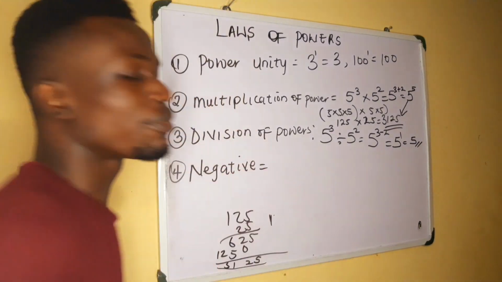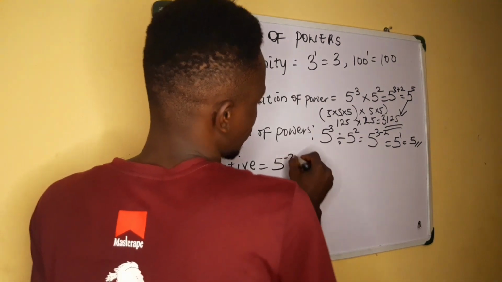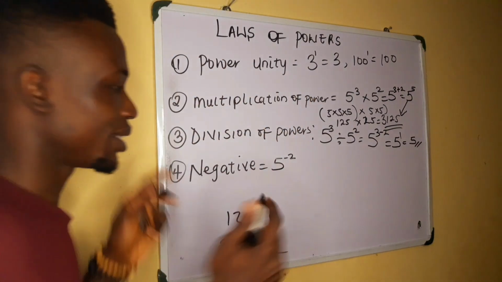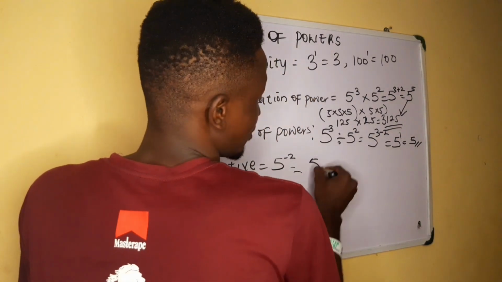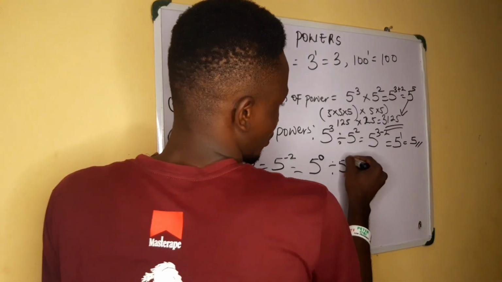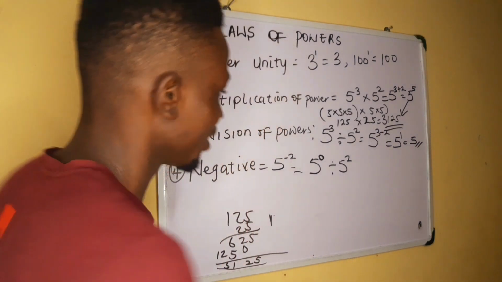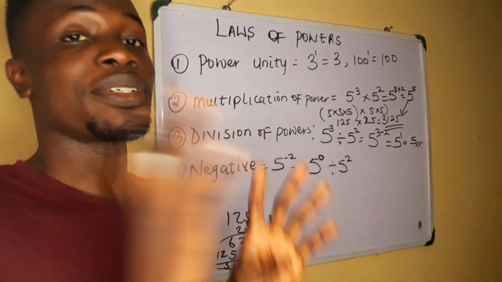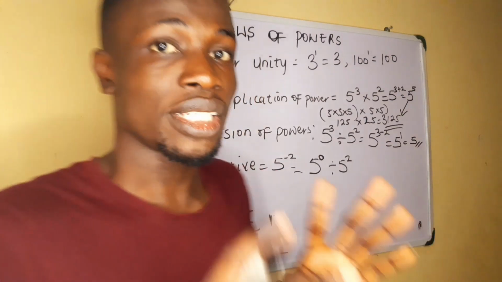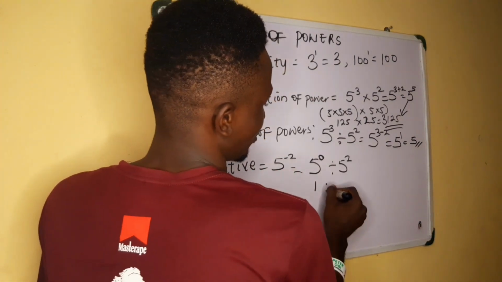Now, power of negative. What does it mean? Let's assume I have 5 raised to the power minus 2. I can decide to separate this. How can I separate it? I can separate it to mean 5 raised to the power 0 divided by 5 raised to the power 2. Yes, it still means the same thing. So what is 5 raised to the power 0? Any number raised to the power of 0 is 1. Whether 1 million, 1 billion raised to the power of 0, it is 1.